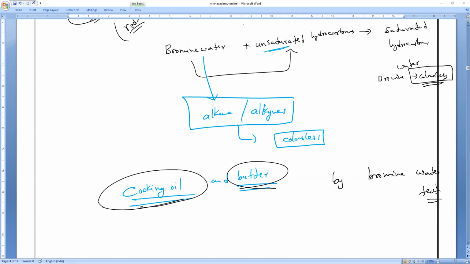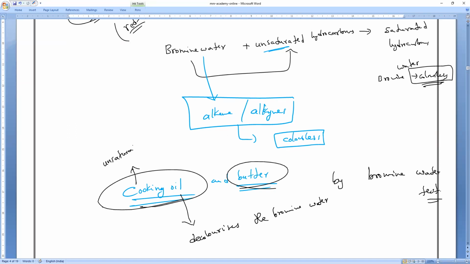Yes, please respond, guys. So how can we identify? Cooking oil will react with the bromine and it will be converting into what? Cooking oil will decolorize the bromine water. Do you understand it? Why will it decolorize the bromine water? What is the reason? It is unsaturated.